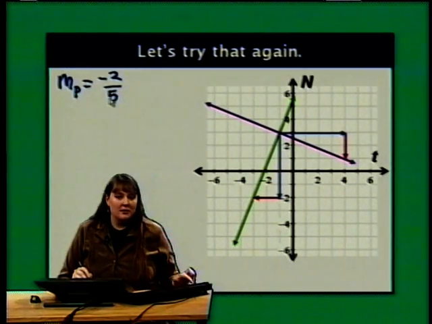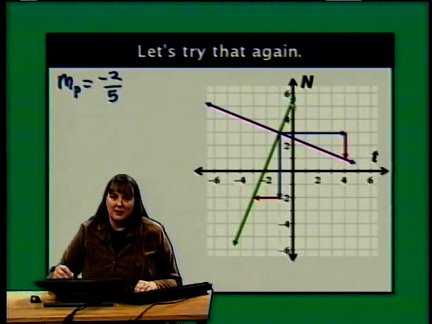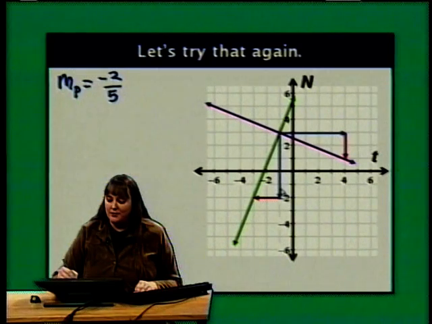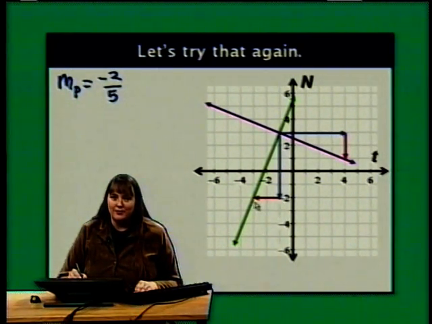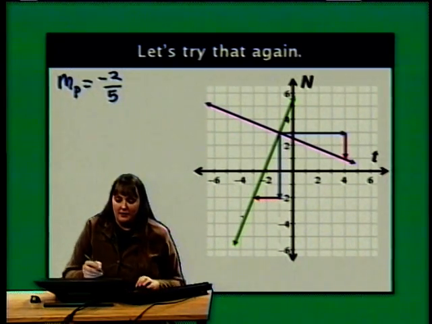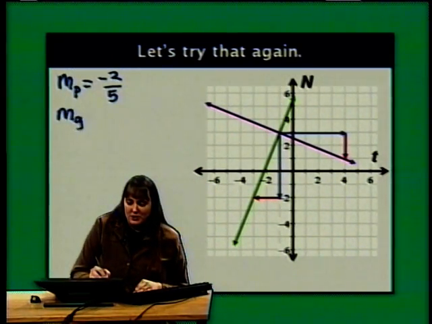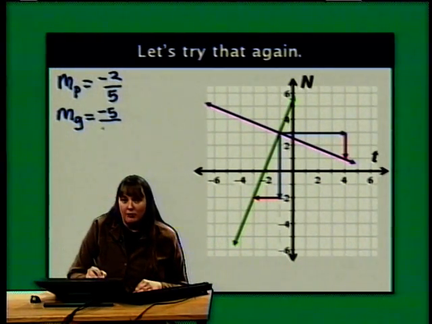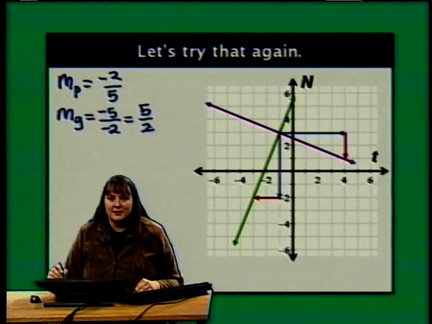Well, let's look at the green line. The green line looks to be increasing. Starting from the same point as I started on the purple line, it looks like I have a rise of -1, 2, 3, 4, 5, and a run of -1, -2. So the slope of the green line, m sub g, is going to be a rise of -5 over a run of -2. Negative divided by negative is positive, so the slope is 5/2.